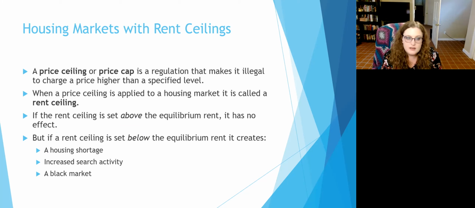Rent ceilings is just the idea of a price ceiling. So we're going to have two different things that we're talking about. We're going to talk about price ceilings, when there's a legal maximum of how much you can charge for something, and then price floors, when there's a legal minimum for what you can charge for something, right? So when a price ceiling is applied to a housing market, it's called a rent ceiling. This is just a really popular one that we tend to use in economics a lot. If the rent ceiling is above the equilibrium rent, it doesn't really matter. If it's below the equilibrium rent, though, we see that we have a shortage. What do I mean by that?